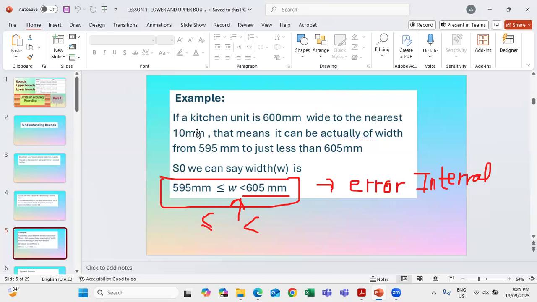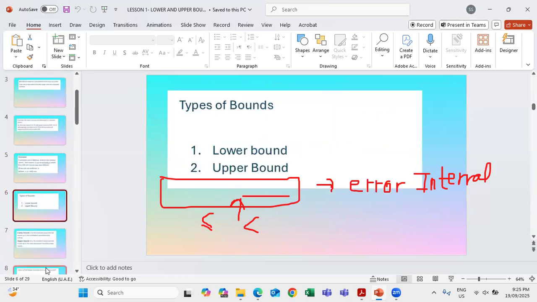If you change this 10 millimeter to some other value, definitely this error interval will also change, and we will be learning about it as well.